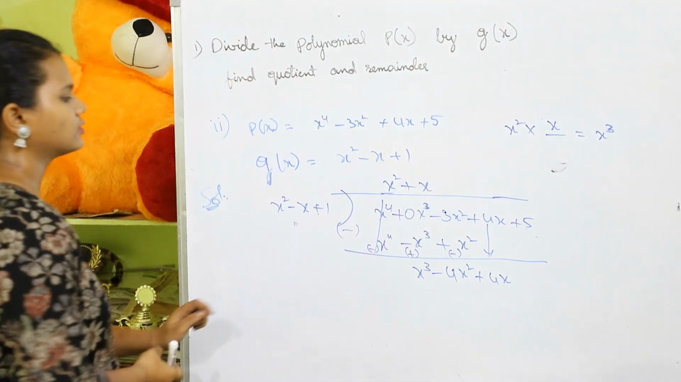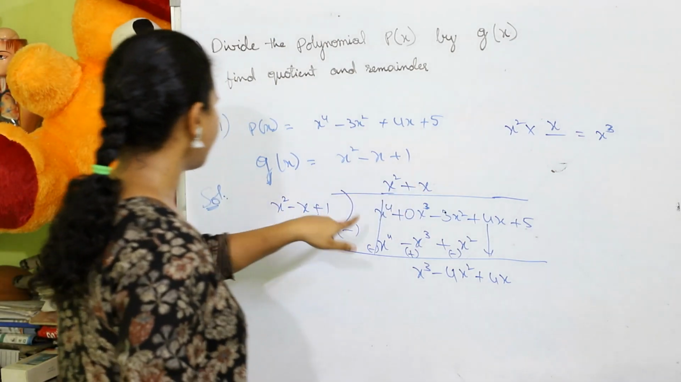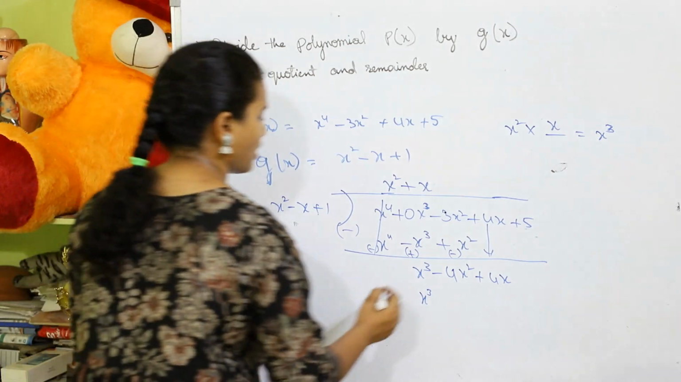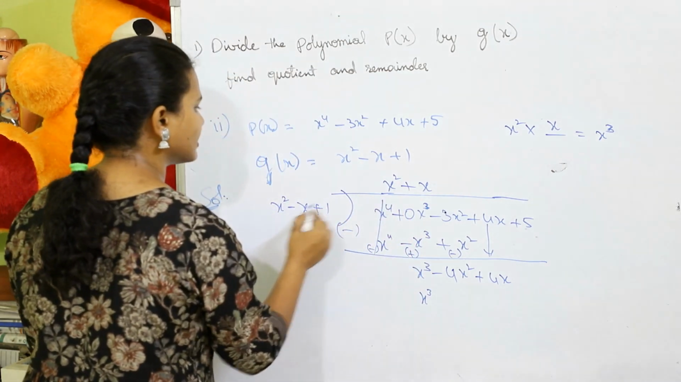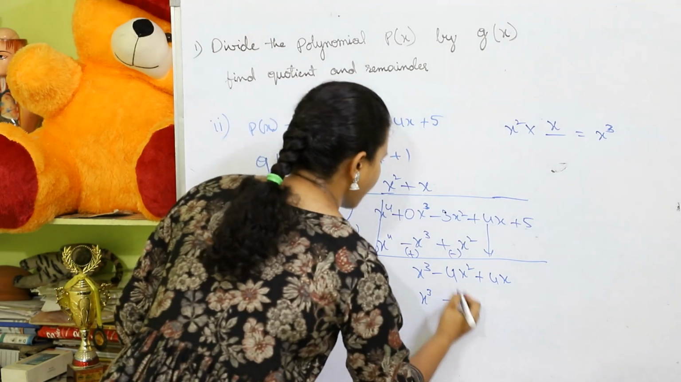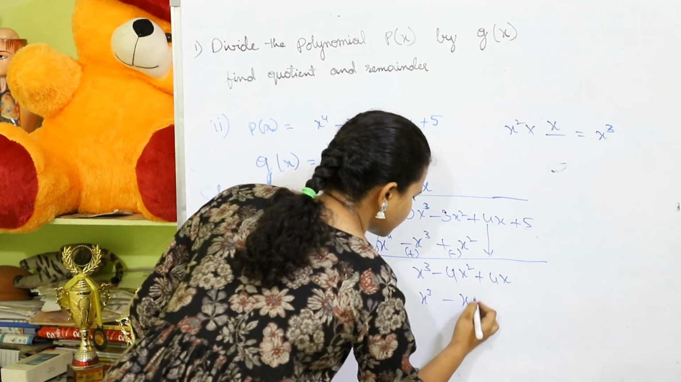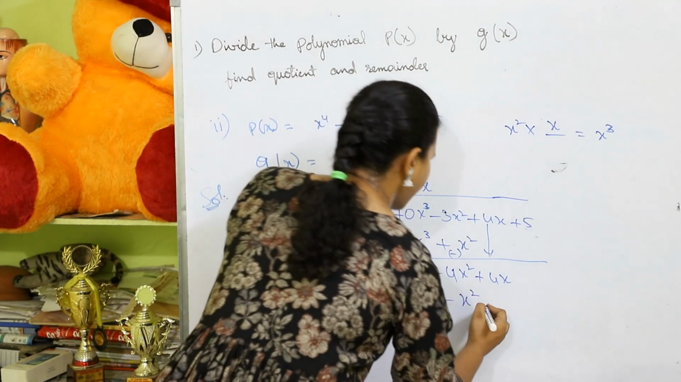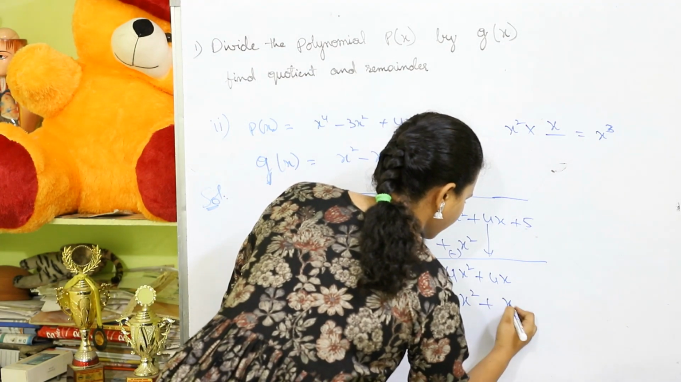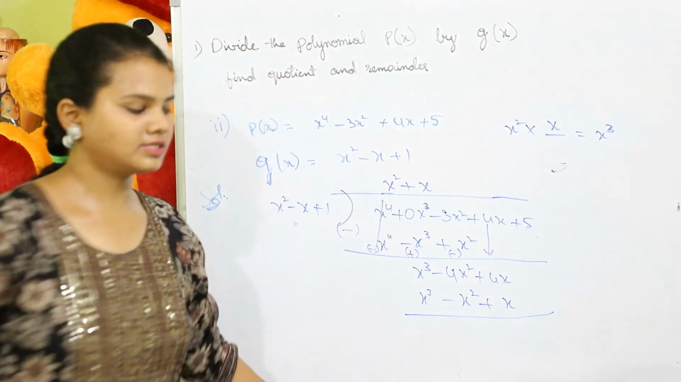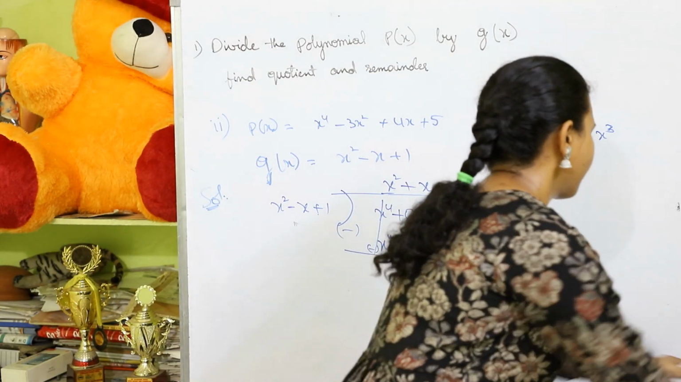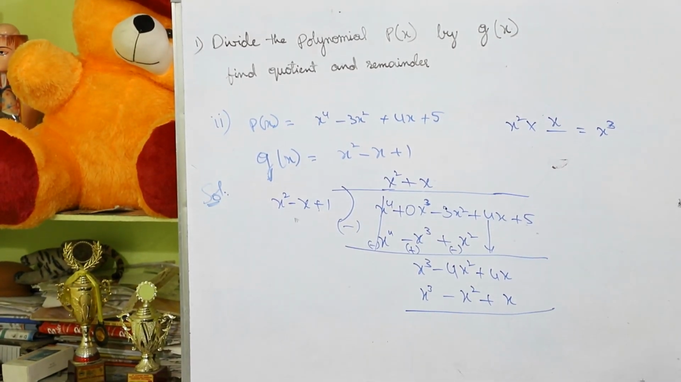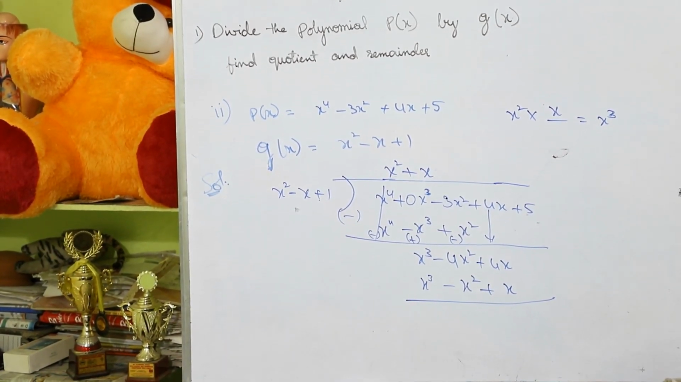Now let me go for the next one. So here you have the second one. You just multiply: x into x square is what? x cube, means plus x cube, right? Now what is next? Here you have minus x into minus x into x square. This becomes minus x square. Are you getting it? You have plus 1x. This becomes what? Plus into plus x. 1x. Is the board clear? Are you getting it, guys? So this is what happens.